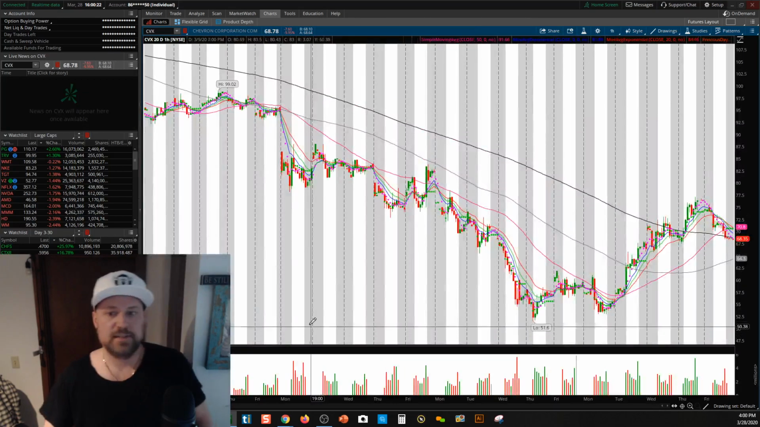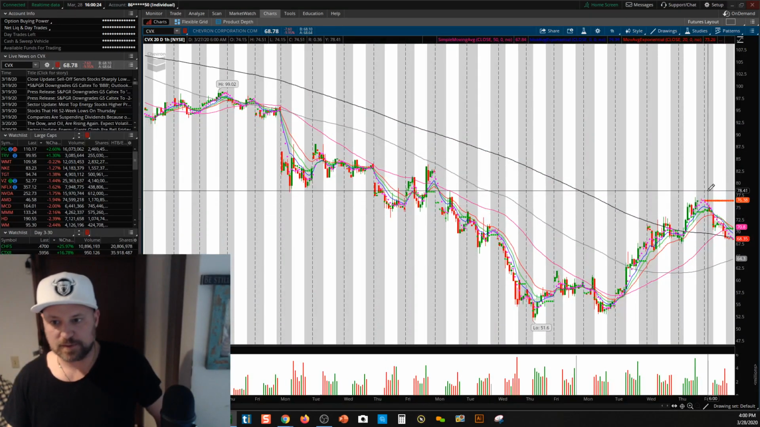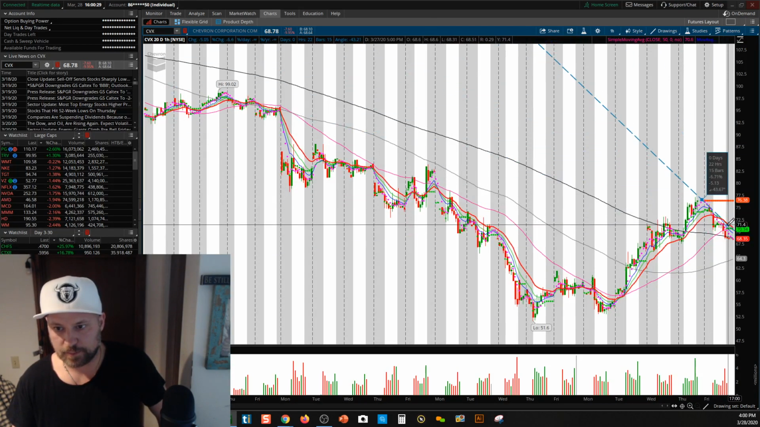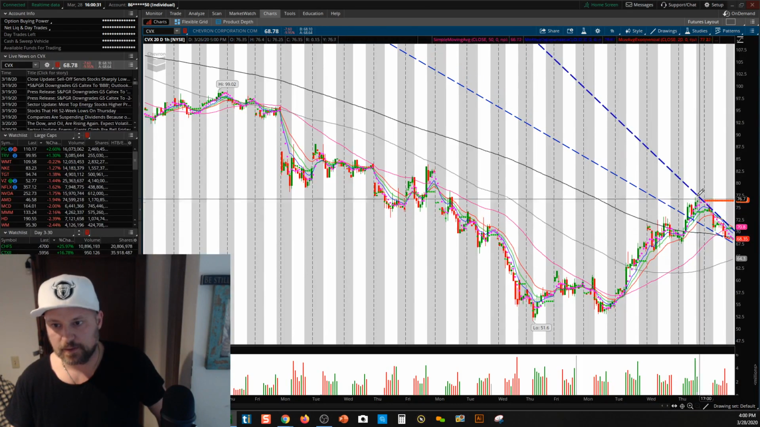And last one is CVX. So you can see all these ones have pretty much the same type of pattern, guys. You guys notice that? They're all very similar. It kind of has another falling wedge pattern.